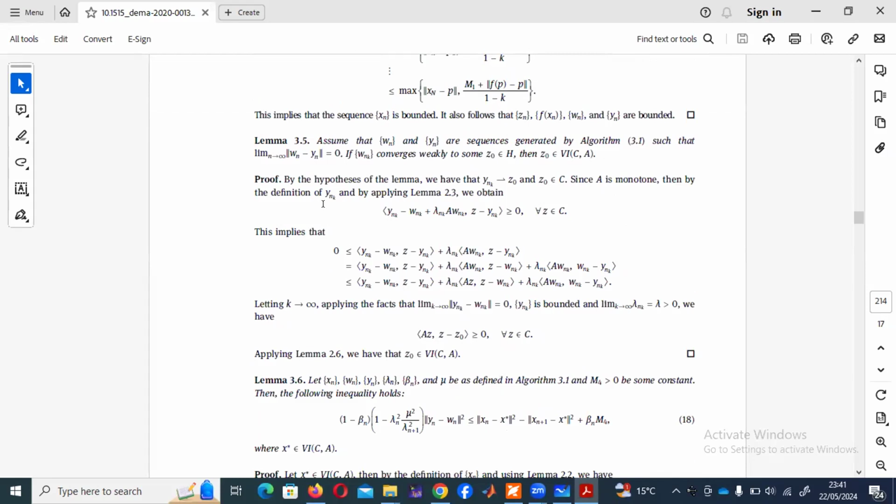That's why they're proving this lemma. Assume that Wn and Yn are sequences generated by that, such that their difference as n goes big is 0.